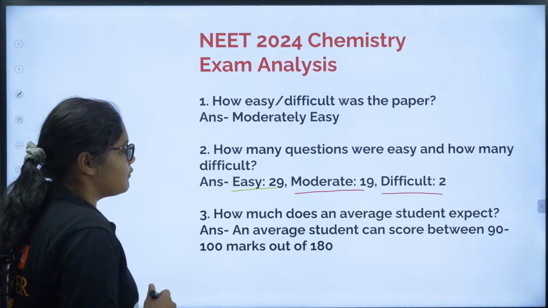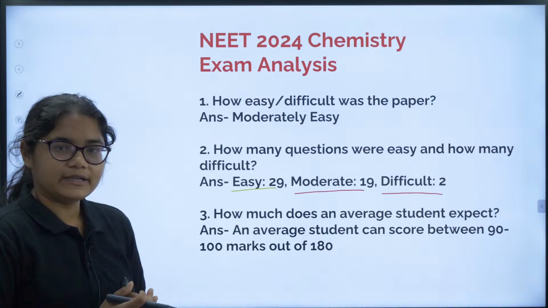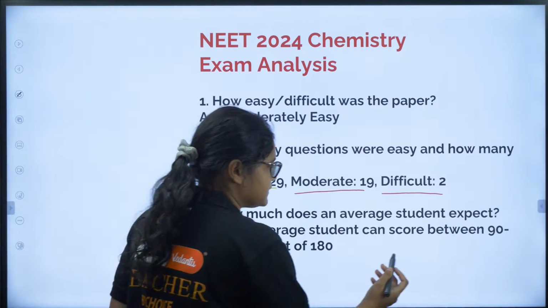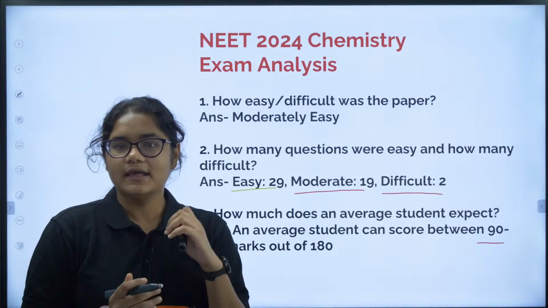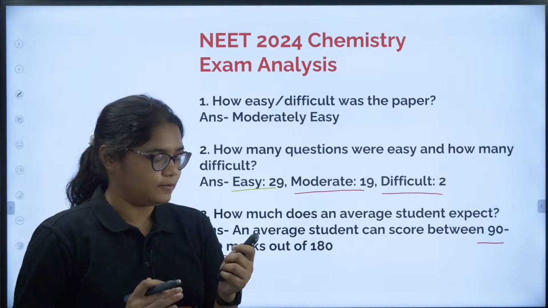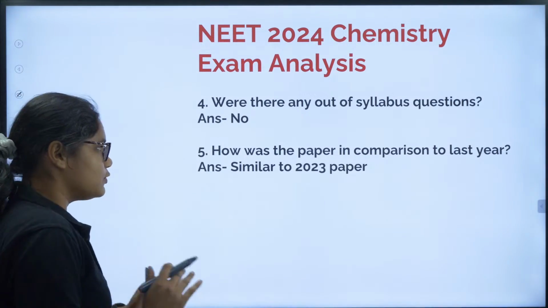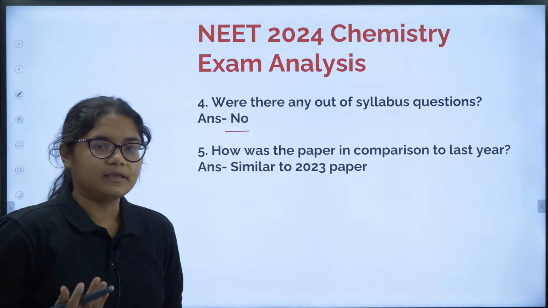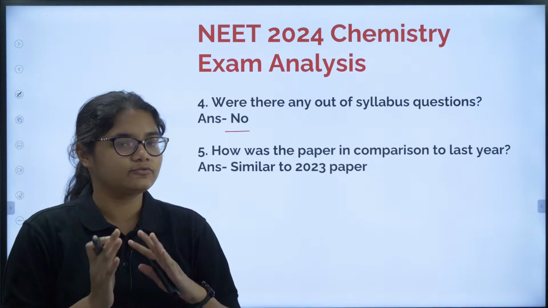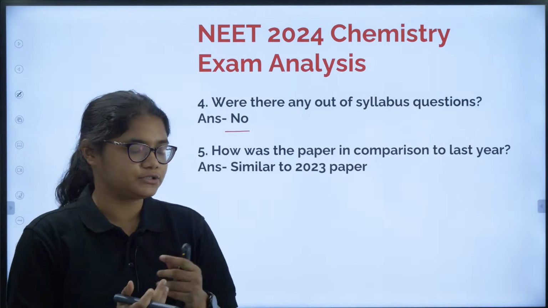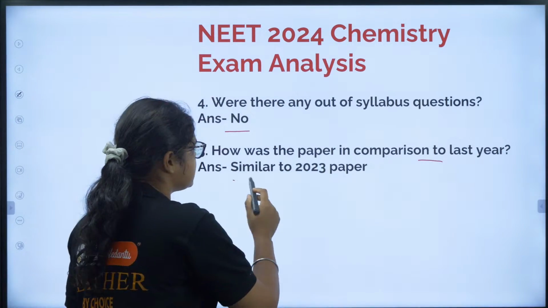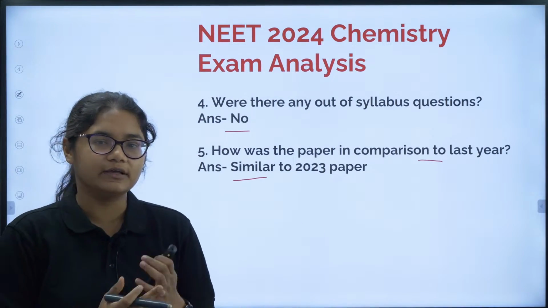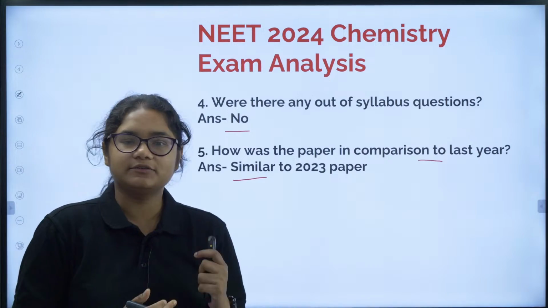Okay. Now, how much average score can a student expect? So very easily a student can score between 90 to 100 marks out of 180. Paper was in that level. Okay. Next, there were no out of syllabus questions. So even the P block questions were in the syllabus type. So there were no questions from the deleted portion. And next, what was the comparison to last year? So I can say the paper was almost similar to the last year paper. Okay. So that's all about analysis.